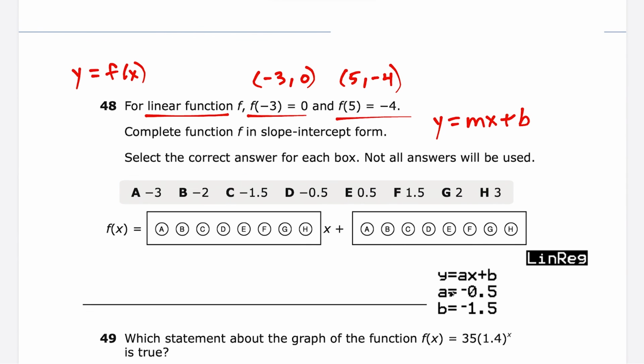So now we could just use this information to answer the question. Our slope is the coefficient of x, that's the a value, and the a value is -0.5, and that matches up with choice D. And that's going in front of the x, so we're going to bubble in choice D here. And then next we have our b value, our y-intercept, is -1.5, and that's over here at choice C, but that's the constant after the x term. So we have plus our constant is choice C, -1.5. So these are the 2 correct answers to this question.